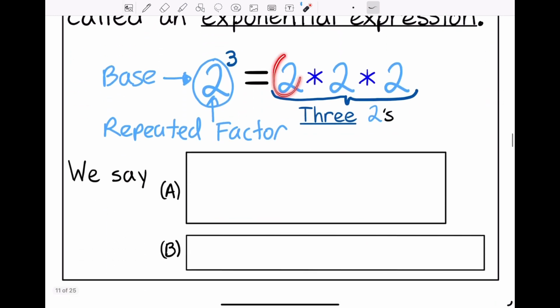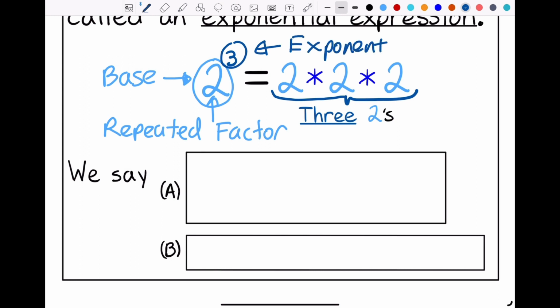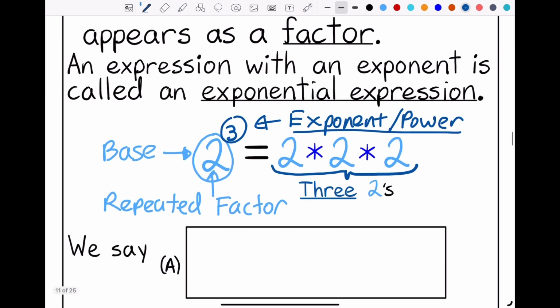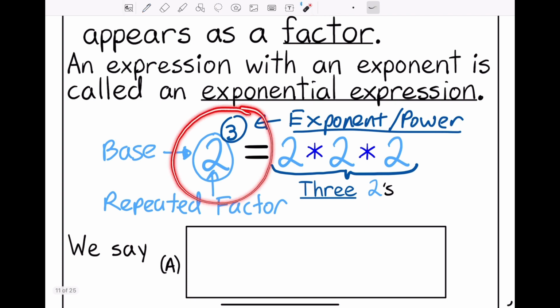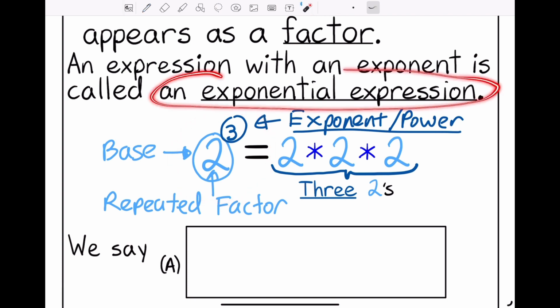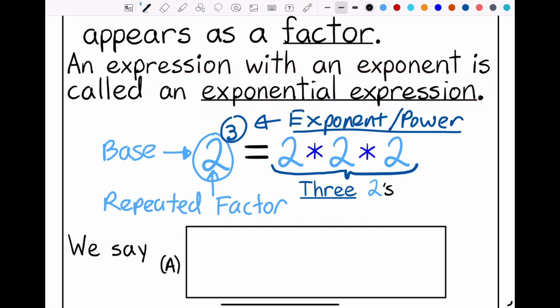Now the exponent, or power, tells us the total amount that the base appears as a factor. And since we have 3 factors of 2, that means our exponent, or power, is 3. So the 3 can be labeled as our exponent or power. So let me write that down. So 3 is our exponent or power. And now this entire expression with an exponent is often called an exponential expression. So this expression with 2 and the exponent 3 is our exponential expression. So there we have it. We have the vocabulary of exponential expressions.